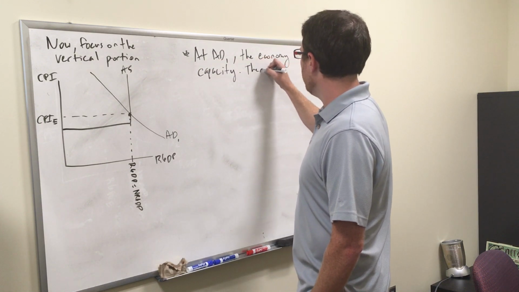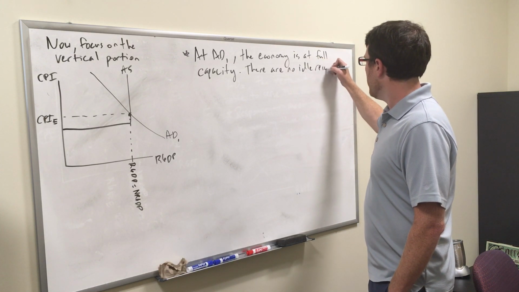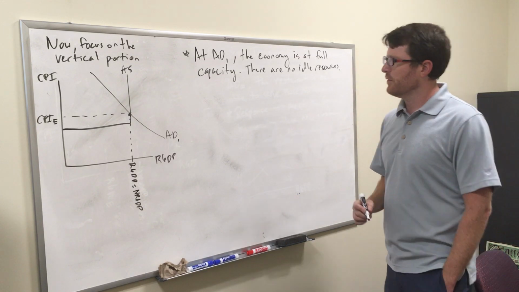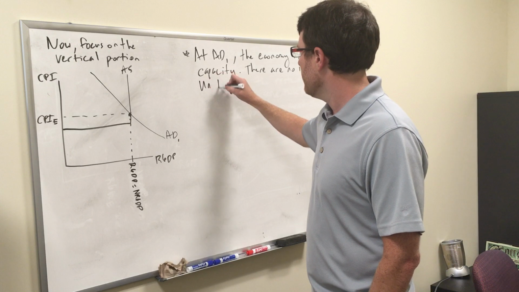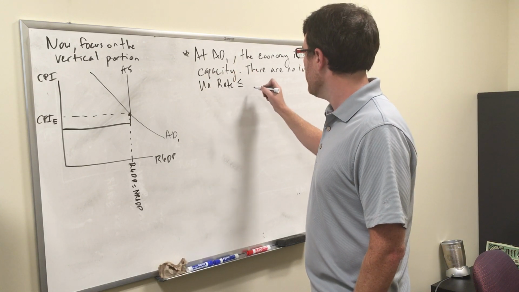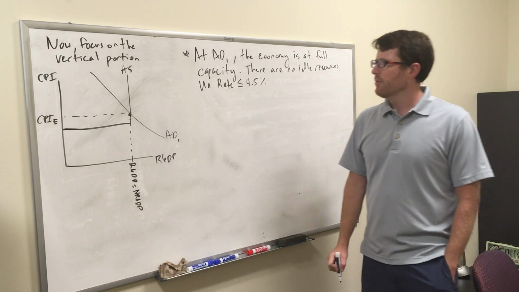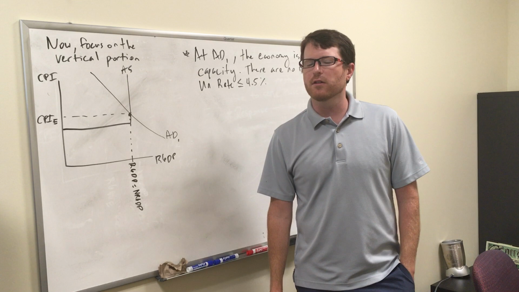There are no idle resources. And when I say no idle resources, that's being a bit exaggerated, but essentially what we're saying here is the unemployment rate is less than or equal to 4.5%. So there aren't any employees out there that should be working that aren't, meaning there's no cyclical unemployment.